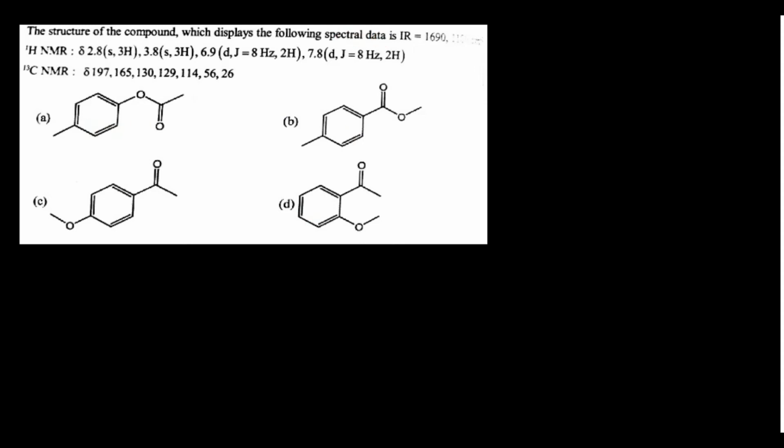And here you have been given 1690 centimeter inverse in the IR, and scanning is not very good. It should be 1100 centimeter inverse. These values are given here, and then you can go here for the proton NMR spectrum. You see a doublet at 6.9 and another doublet at 7.9.